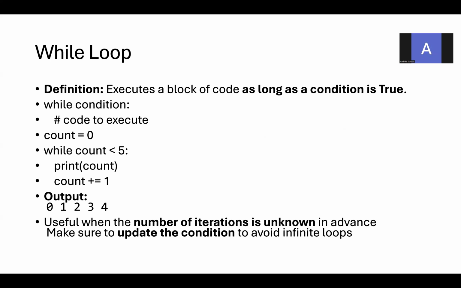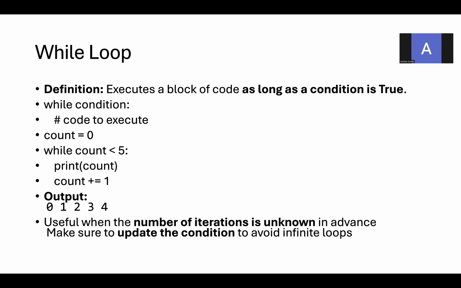While condition, code to execute. Count is equal to 0. While count is less than 5, print of count and you are going to increment the count. The first time count will be 0. 0 less than 5. True.